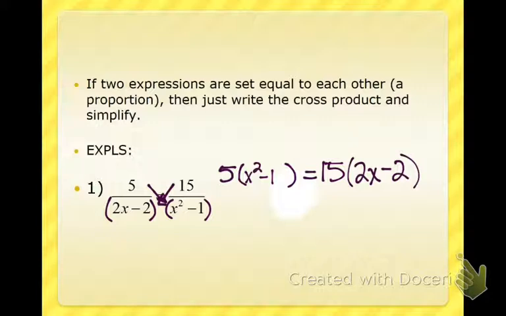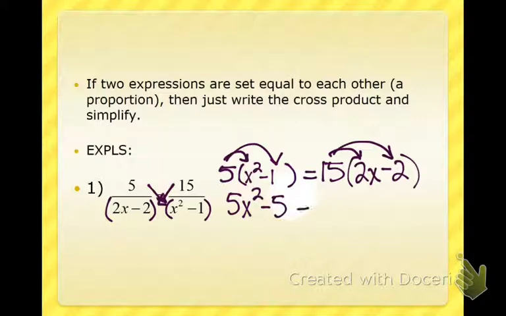What do you think we need to do now? Multiply. Distribute, which does mean multiply. We need to distribute on both sides. We've got parentheses on both sides. What do we get on the left side? Good. 5x squared minus 5. On the right side? 30x minus 30. Questions about this? So far, so good?